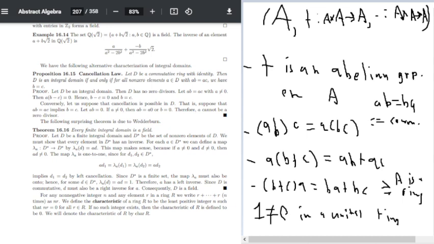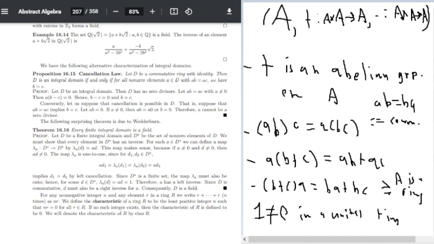Because of the previous group structure that we had, the cancellation laws followed naturally. In the case of integral domains, we actually have to have a stipulation because we don't have a full group structure on multiplication. So, proof.